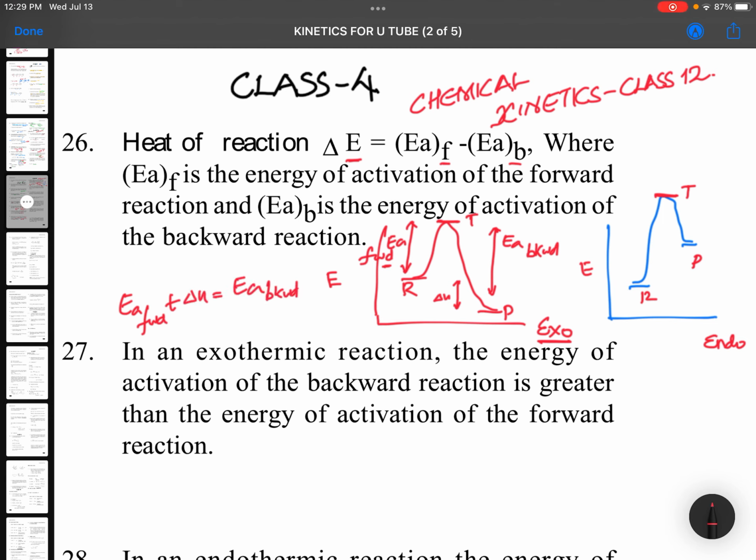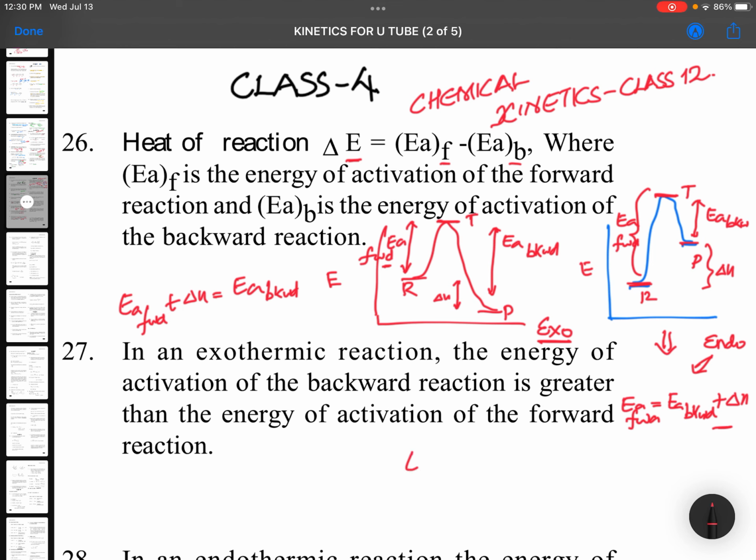Same thing you can notice here. This is delta H, these are the products and these are the reactants. This is the activation energy of the forward reaction and this is the activation energy of the backward reaction. So in this endothermic change, the activation energy of the forward reaction is equal to the activation energy of the backward reaction plus delta H.